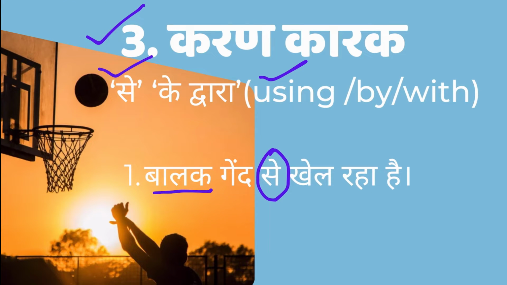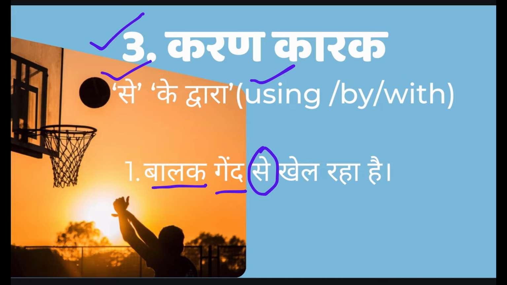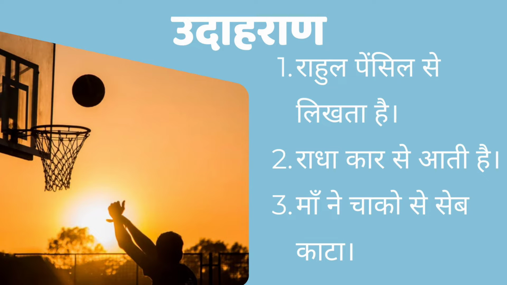The subject, balak means the child, is completing the action with the ball, using the ball. So we write गेंद से. So we write se after the object. Let's see some more udharan, means example.